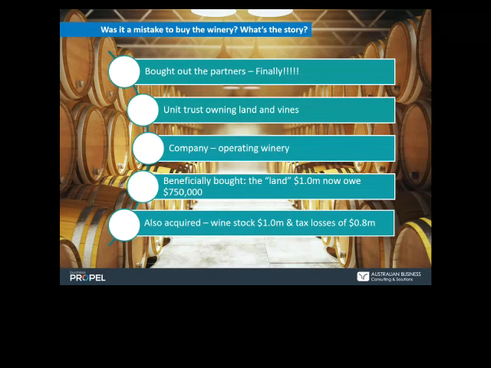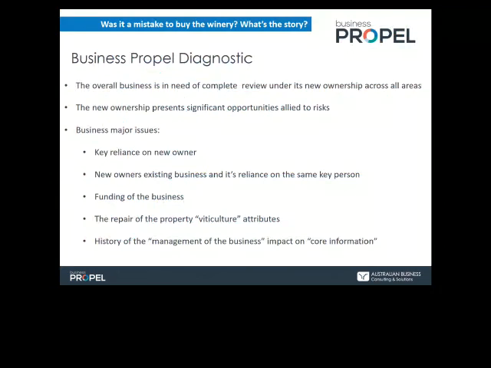Coincidentally, there were some things along the way called tax losses, which are just a nice way for this group to actually make some money eventually when they can make some real profits. To see where they were, we basically decided to do a Business Propel diagnostic so that we could draw the new owners into understanding what they had bought after decades of experience in another business, and to try to identify what were the major risks and the major opportunities in the first instance.